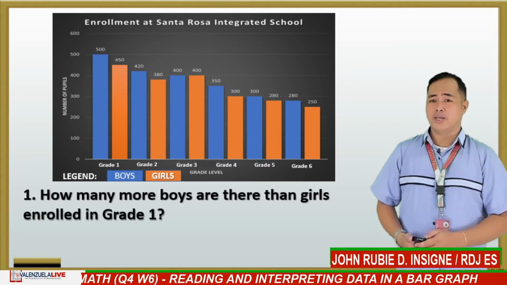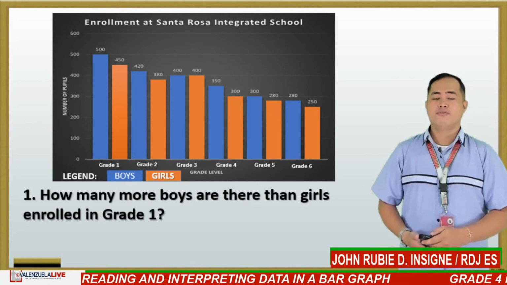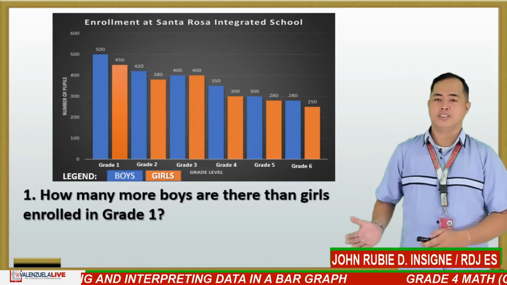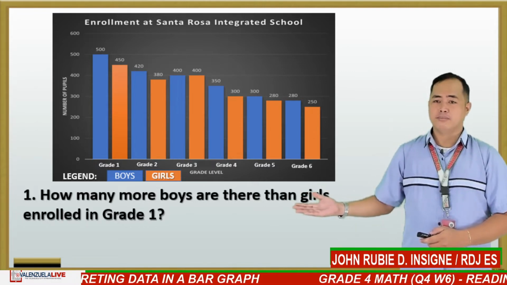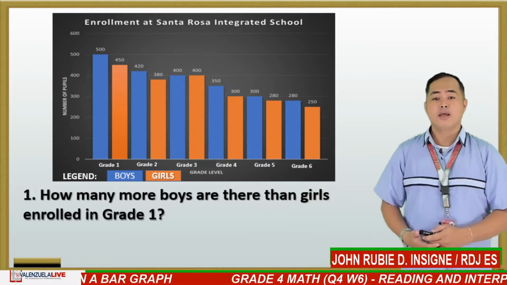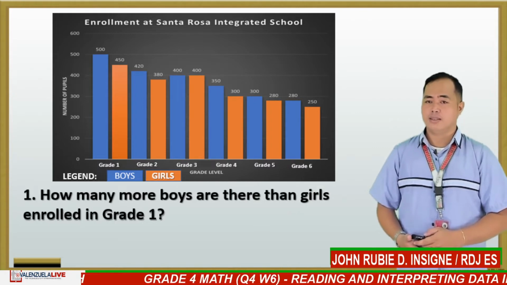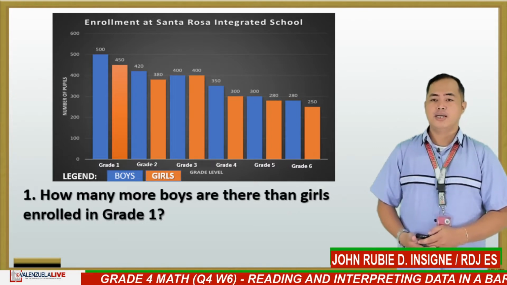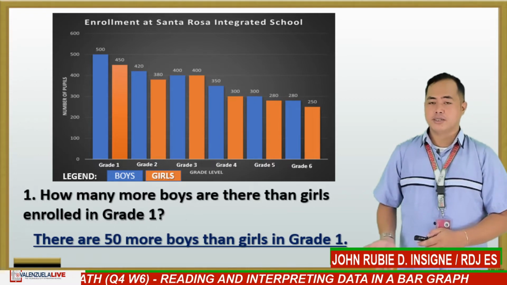How many more boys are there than girls enrolled in grade 1? First, look at the legend. In grade 1, there are 500 boys and there are 450 girls. To solve, subtract 450 girls from 500 boys. Therefore, there are 50 more boys than girls in grade 1.